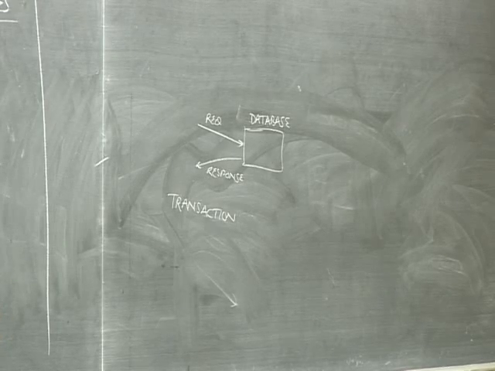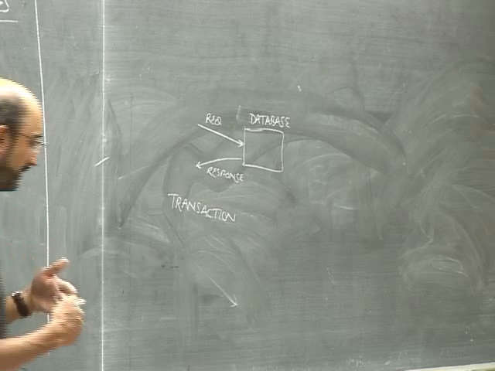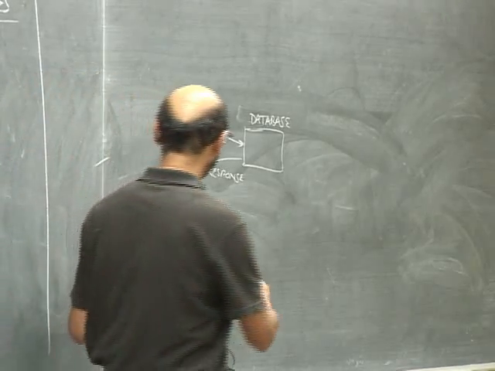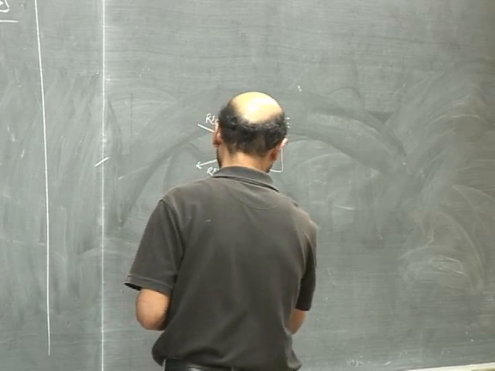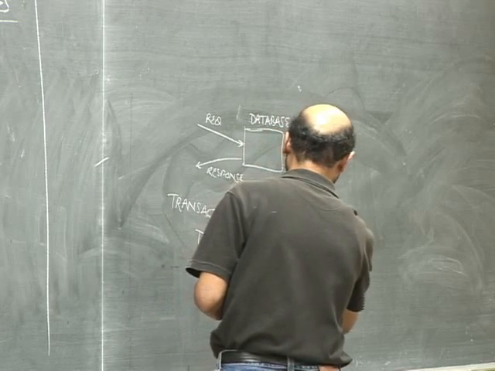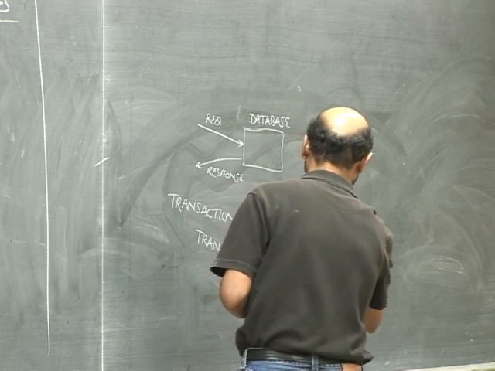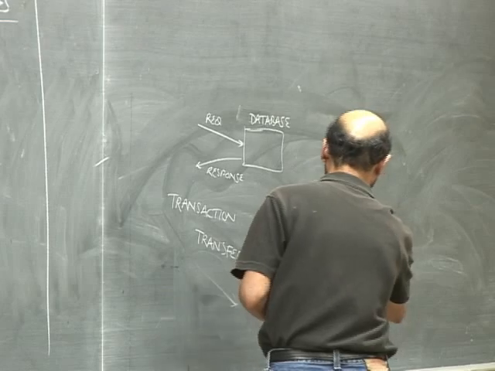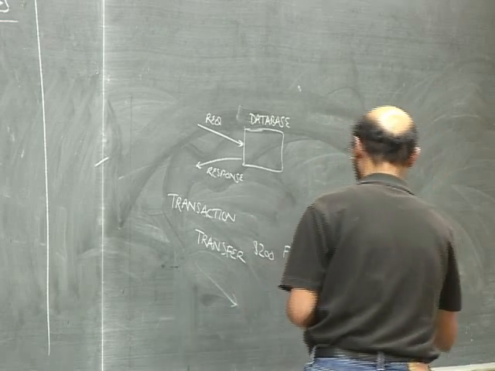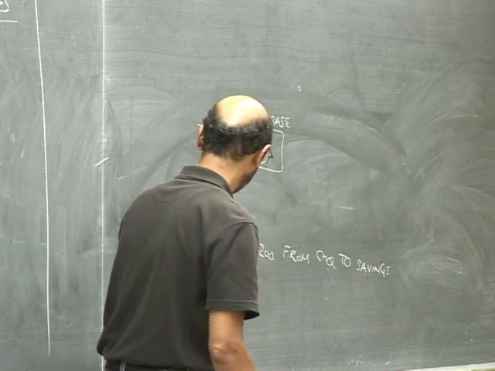A more complex transaction would be this. I want to transfer money from checking to savings, right? So let's say I want to transfer, let me just write this down. I want to transfer $200 from checking to savings. So what are the components over here?